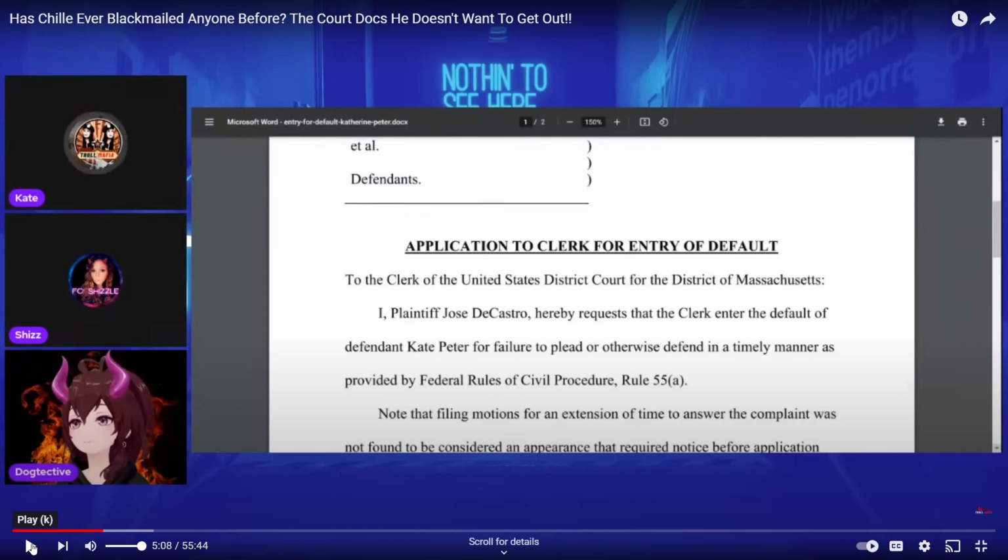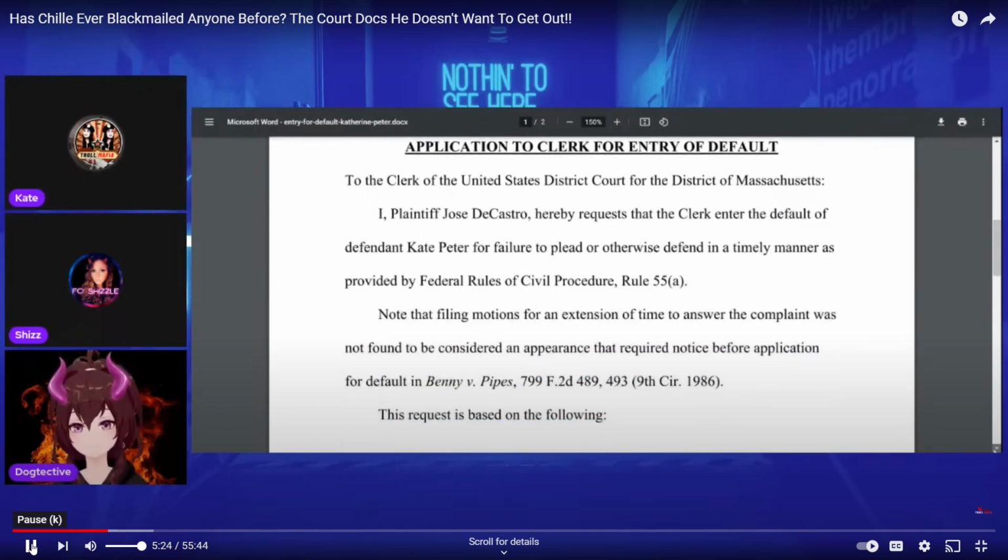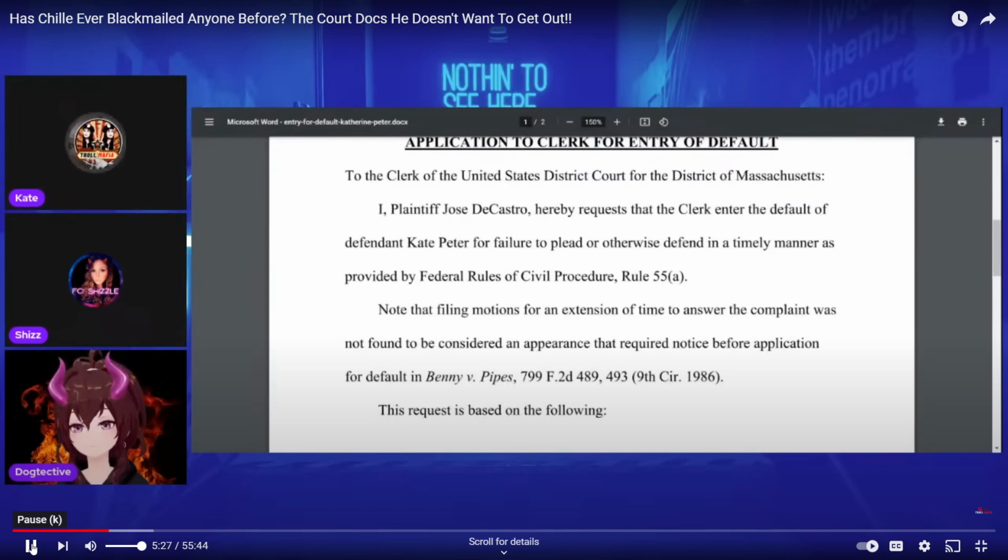Yeah, that's why people win lawsuits, because people's defense is always on the merits. Darth Vader type stuff, like resistance is futile, thinking that somebody defending themselves could ever be construed as frivolous. That's insane. But this is what he's done. And he goes on and he says, note the filing motions for an extension of time to answer the complaint was not found to be considered an appearance that required notice before application for default in Benny v. Pipes, 799 F.